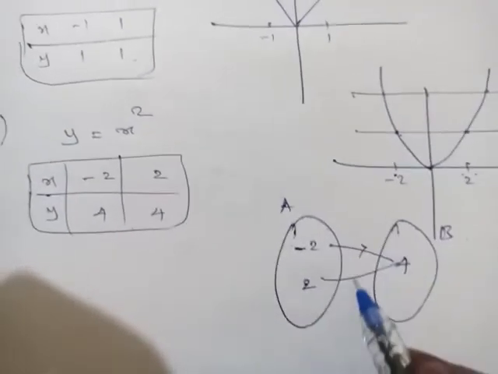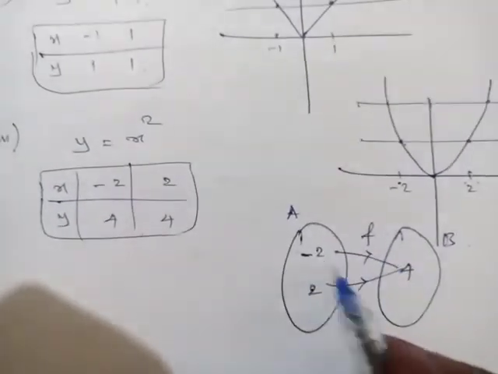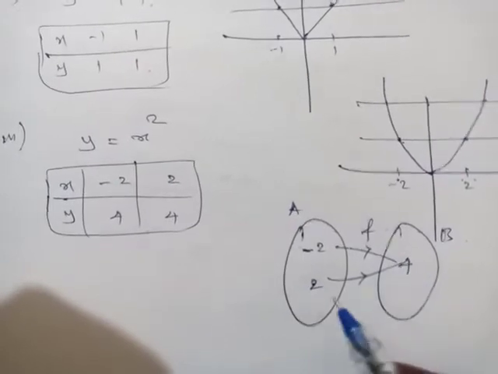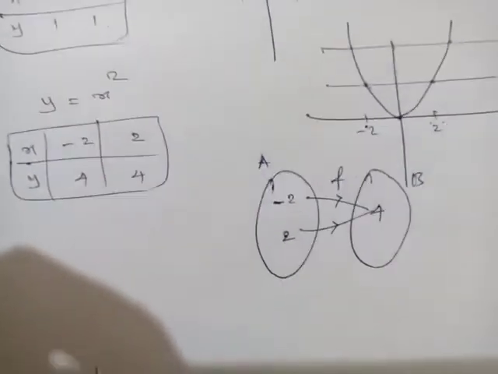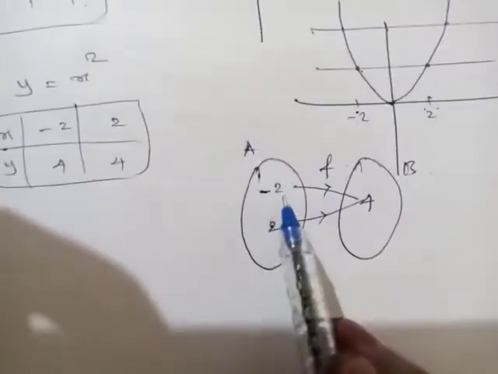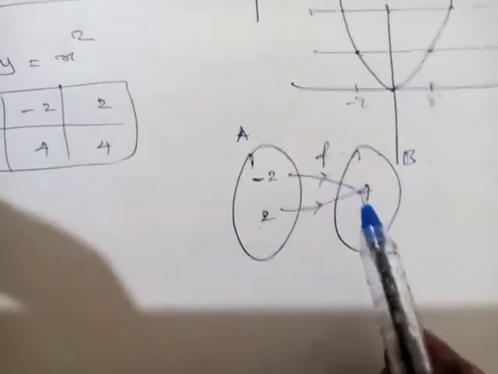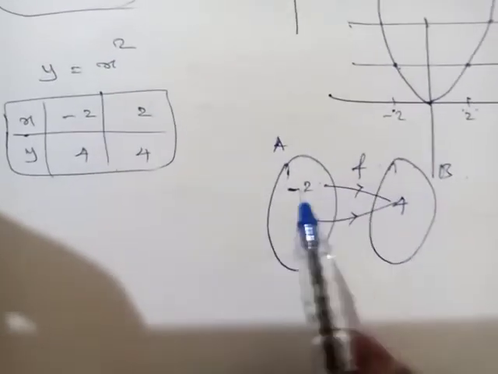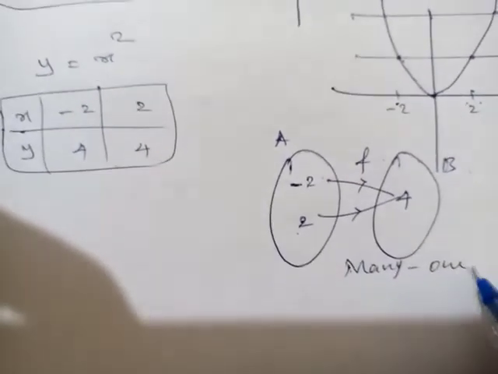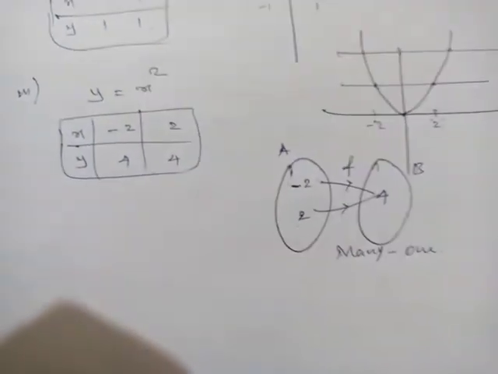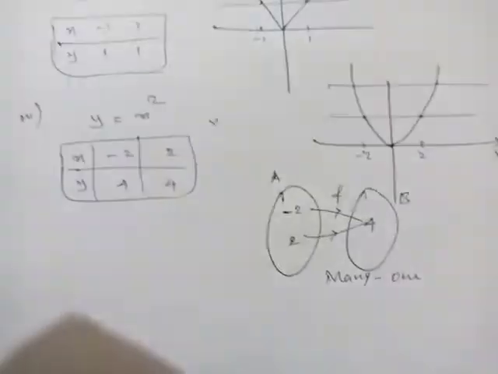See here, for -2 also we are getting +4, for +2 also we are getting +4. That means for two elements we have the same image, therefore it is a many one function. Okay, this function is a many one function, therefore it does not have an inverse.